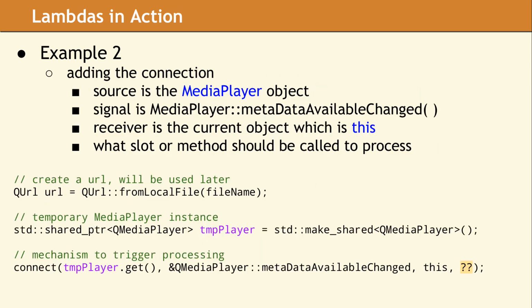The connect method is part of the signal slot system available in the CS signal library. Similar techniques would also work by using the Boost Signals 2 library. We create the URL from the user-selected audio file name. Then we create the temporary QMedia player instance using a shared pointer. The purpose of the connect method is to set up what the program should do when the signal event happens. The spot where we have the 2 question marks is typically a method pointer. In this case, we are going to write a Lambda expression.